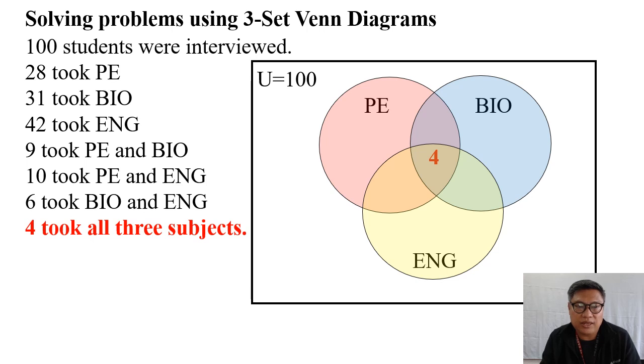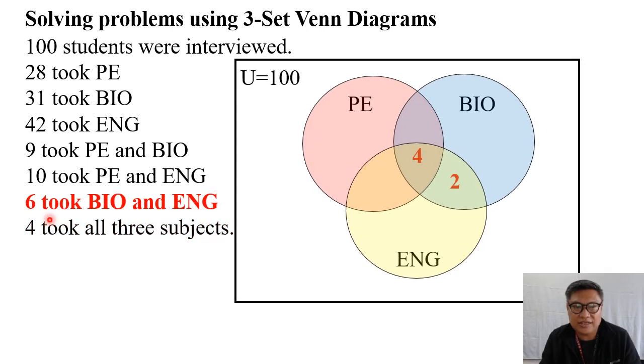The next would be 6 for bio and English. When you look at bio and English, this is now the intersection of the 2. Although it says here 6 took bio and English, because we already have 4 here, we subtract 6 minus 4, and the remaining 2 will be put here. So still, there is a total of 6 students who took bio and English, only that 4 of them took PE at the same time, while the other 2 only had bio and English, but without the PE.